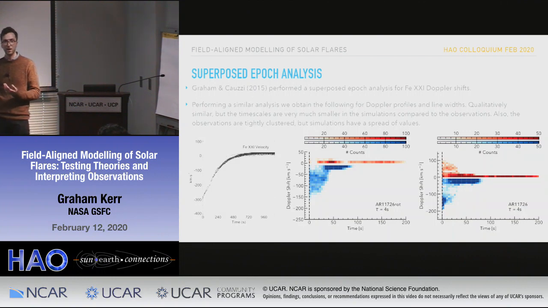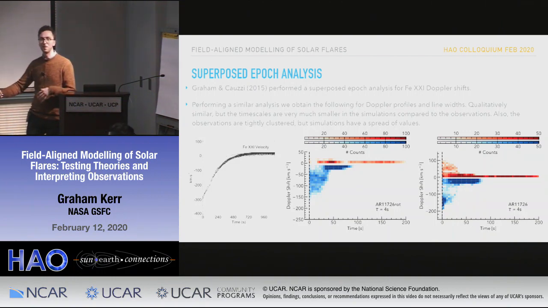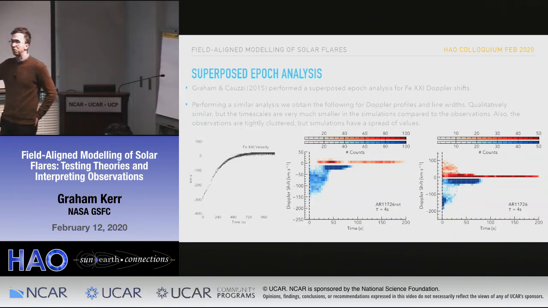This is a problem I was hoping we would get rid of by moving to this kind of arcade-like structure. But the blueshifts are still dying down within 100 seconds, which is a much faster timescale. So this is showing us that we're missing something in the modeling, some ingredients that maintain these blueshifts over the course of the flare.